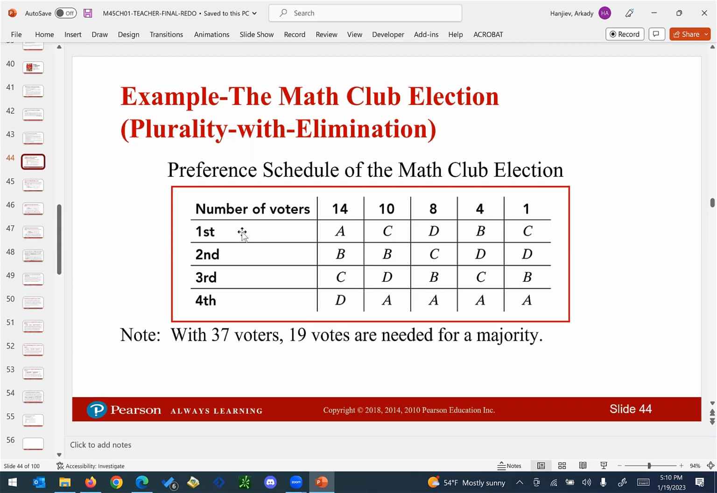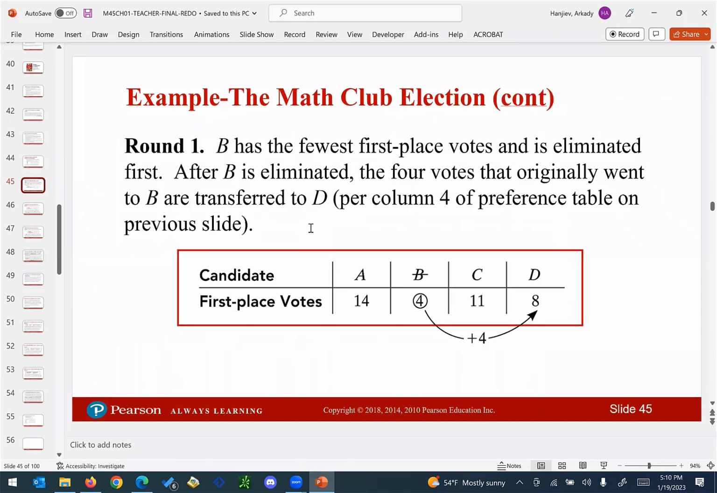Looking at this, we're only looking for first place. First place was right here. We got 14 for A, 4 for B, 10 for C, and 8 for D. So let's see how this all plays out. If that's the case, we're looking at first place votes only.